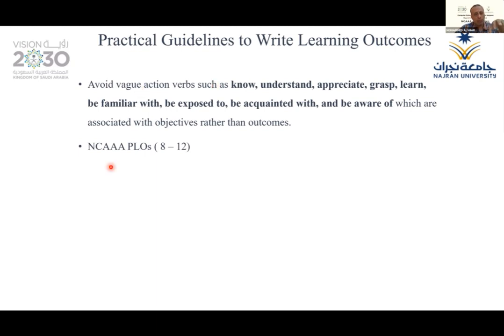NCAAA, the Center for the PLOs, requires the program learning outcomes to be between 8 and 12. Not less than 8, not more than 12. We will talk about this when we formulate our new learning outcomes.